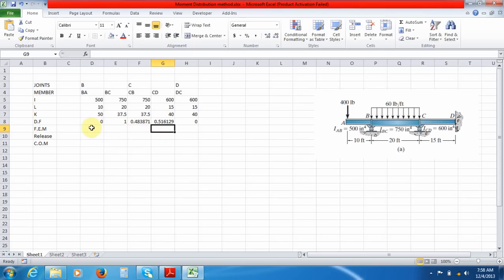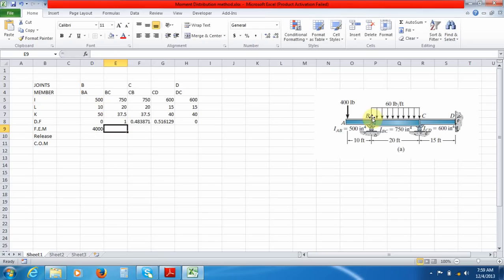Now we come to fixed end moments. For fixed end moments, we can see at this member a 400 pound load is applied at a distance of 10 feet from joint B. So simply it's 400 into 10, that is 4000. Equal to 400 into length 10, enter, 4000.